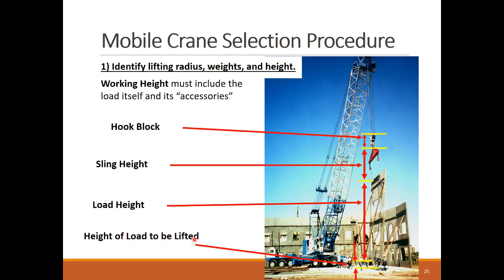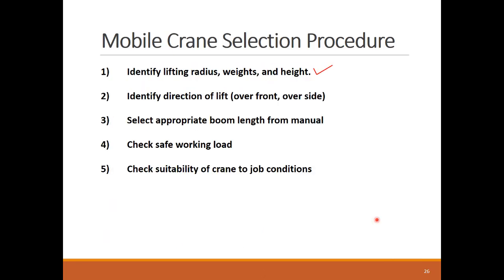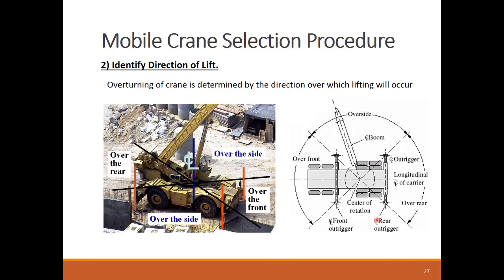For example, this tilt-up concrete panel is lifted from the ground and tilted up to its location. So its lifting elevation is very minimal compared to an air conditioning unit that's lifted on a multi-story building. Done with the first step in the process.